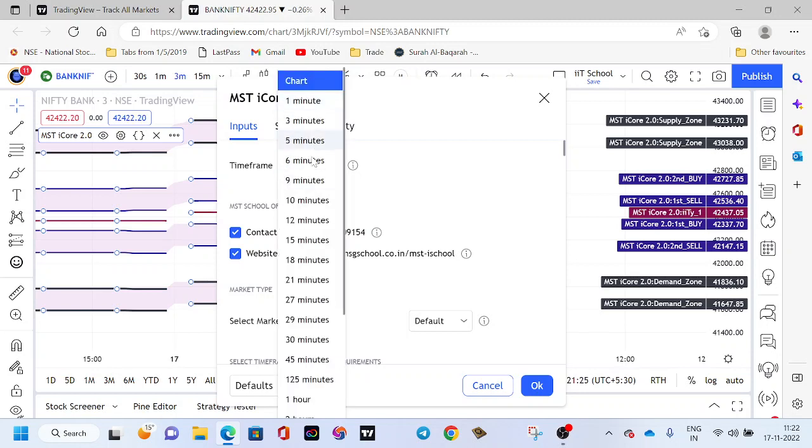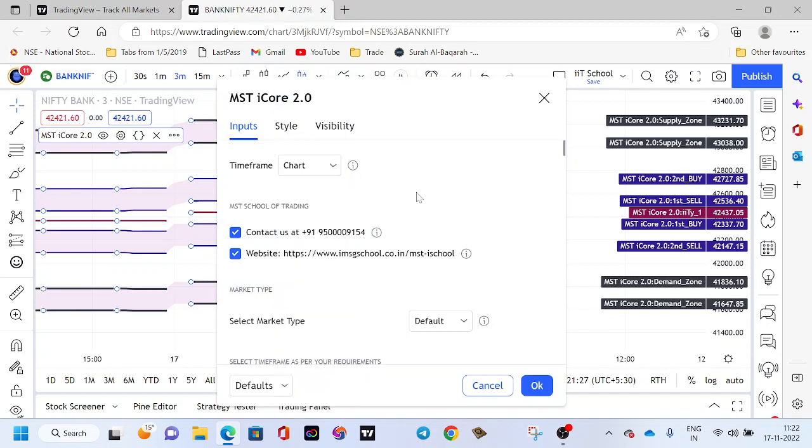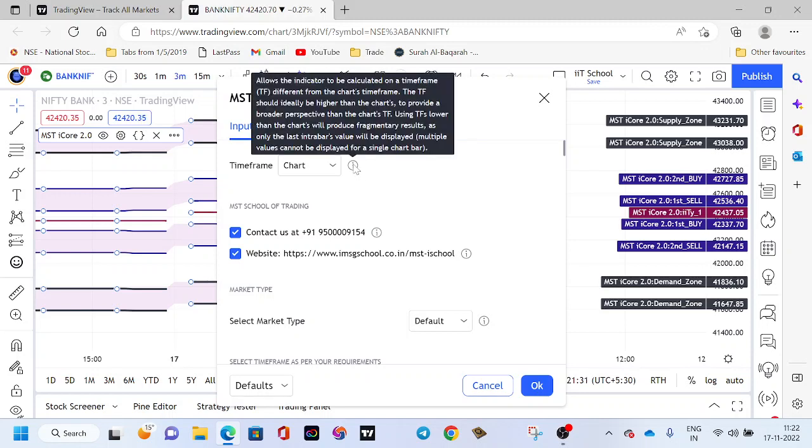So most people are getting confused. What is this time frame? See here, if you are confused, please click on this I button. This is very clearly mentioned, what the function is. Don't get confused. If you don't understand, simply keep in default mode and trade. That's all. You don't have to do any changes in the settings if you don't understand anything. Just keep in default mode and trade. Overall in a month you will get a very good profit.